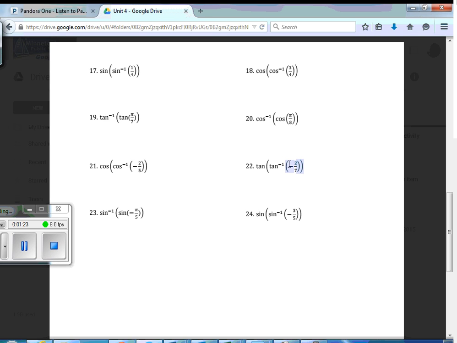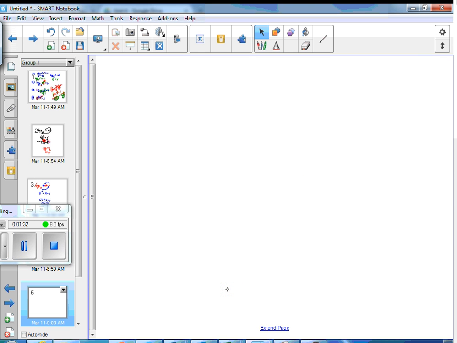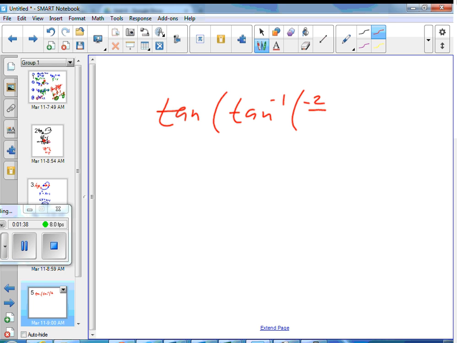All right, so I need to rewrite this over on my smartboard because this isn't working. Tan on the outside, inverse tan of -2/7. So tangent of inverse tangent of -2/7. Okay, where do we start? Simple. Inside. If we start on the inside, then we make a picture for this. You always make a picture.